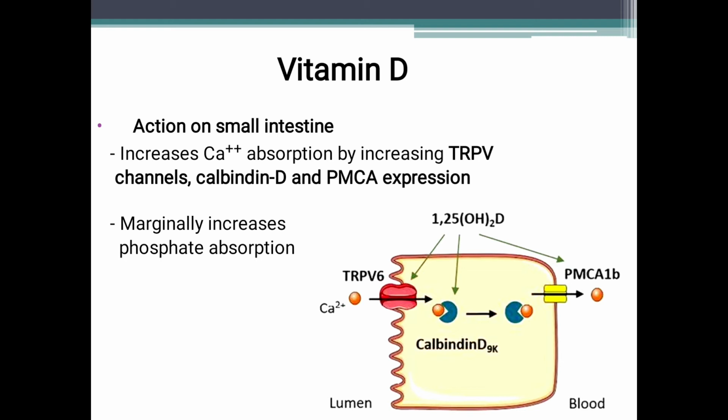It transports calcium out of the cell, so it maintains low intracellular calcium. So vitamin D increases calcium absorption in the intestine. How? By increasing the TRPV channel, calbindin D and PMCA expression, and it marginally increases phosphate absorption. This is the action of vitamin D on the small intestine. TRPV has two types, V6 and V5. TRPV5 is predominantly present in the kidney tubules, whereas the V6 type is present both in intestine as well as in the kidney.